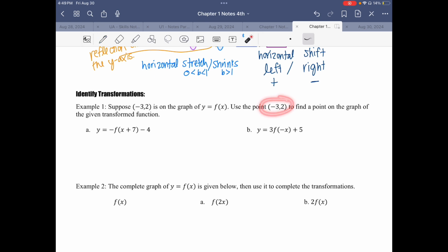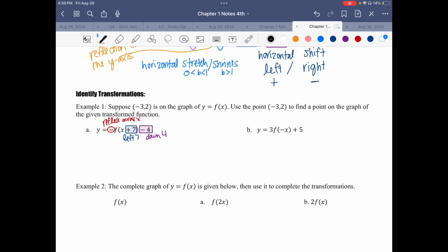So if you're given this point and this function, you have all the information you need to find where the new point will be after the transformation. So we're going to look here and see that this is a negative. Remember, that's a reflection across x. This plus 7 here is going to move us left 7. And this minus 4 here will move us down 4.